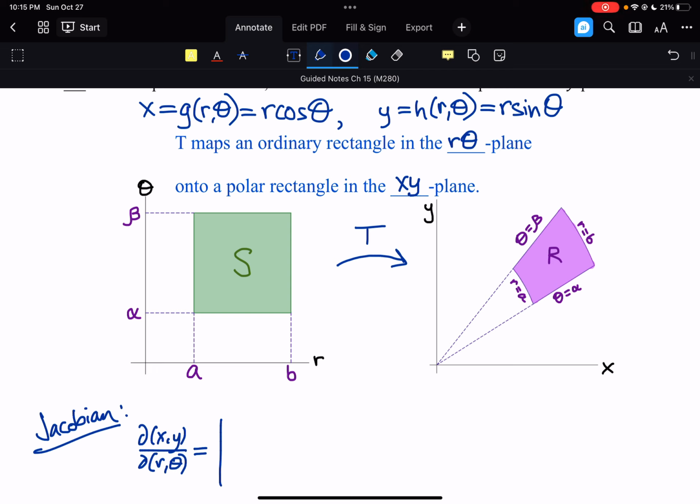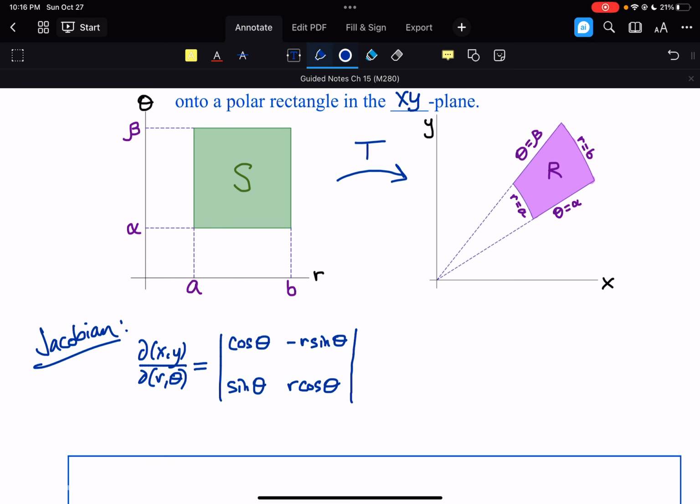We take the 2 by 2 determinant. So it's partial x with respect to r, so that's going to be cosine theta. Partial x with respect to theta, so that's negative r sine theta. Partial y with respect to r is just sine theta. Partial y with respect to theta is r cosine theta.